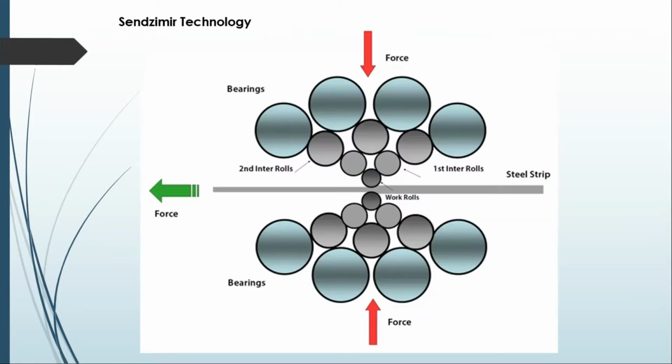And the Sendzimir technology, where we have bearings, we are going to apply the force over the bearing. Then we have the balls, and this is going to give maximum reductions. We will get a satisfactory result within one attempt.